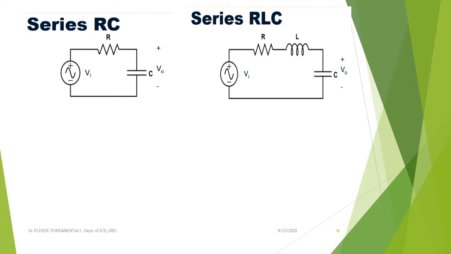So series RC and series RLC circuits: suppose RC are connected in series, or resistor, inductor, capacitor are connected in series. These are the notations of series connections of 2 components and 3 components with an alternating current input. RC are connected in series in the first circuit, RLC are connected in series in the second circuit.